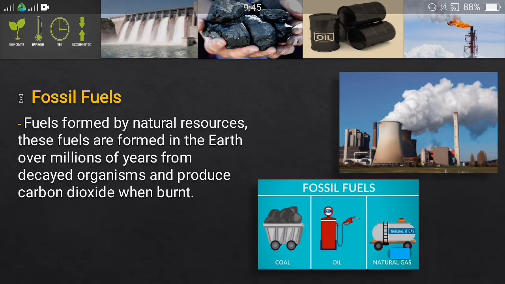Fossil fuels are made from decomposing plants and animals. These fuels are found in the Earth's crust and contain carbon and hydrogen, which can be burned for energy. Coal, oil, and natural gas are examples of fossil fuels.